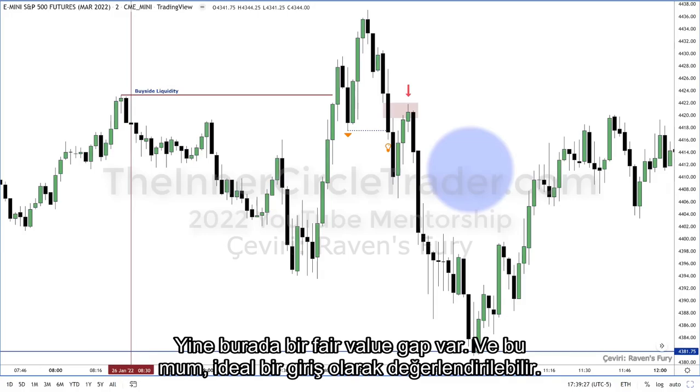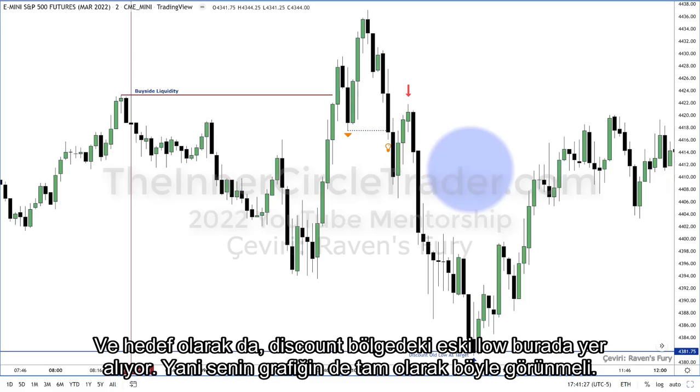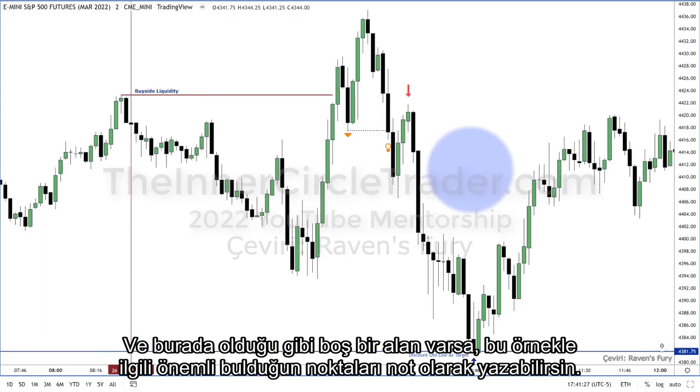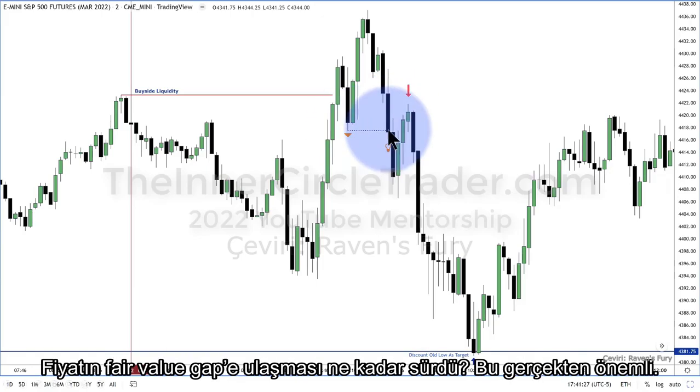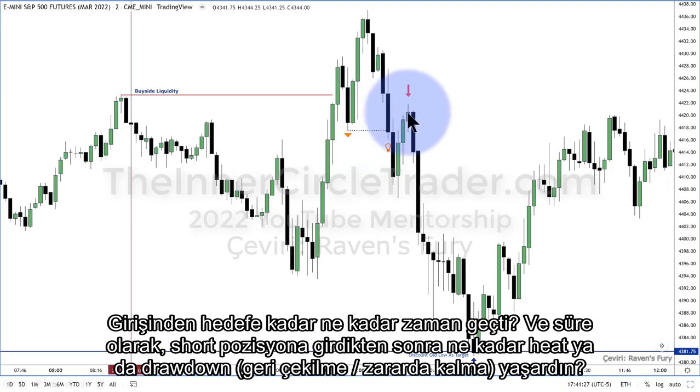Again, there's that fair value gap. And that's your candle that would be considered as an ideal entry. And the discount old low as a target right there. So your charts would look just like this. In any open space like over here, you would just type in whatever important factors you found insightful about this example. How long did it take? How long did it take from the market structure shift occurring? How much time did it take to get up into the fair value gap? That's real important. How long did it take before it went from your entry down to your target? In time. How much heat or drawdown would you have weathered getting short?